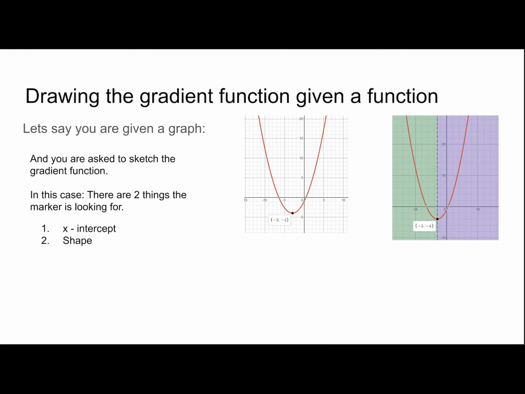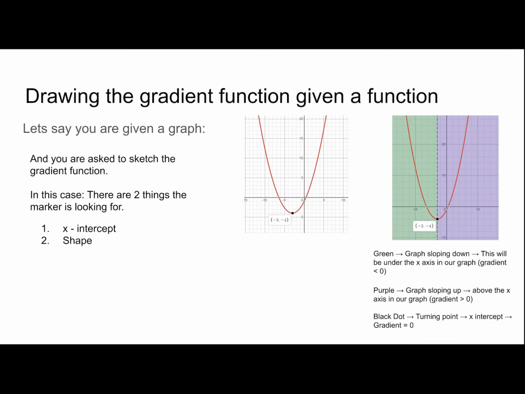I've highlighted this graph left and right. On the left-hand side, as you can see, the gradient is negative. It's coming down to the minimum, so it's a negative gradient. And in the purple region, it is increasing because it's going up away from the minimum. What does this mean? This means that when x is before the turning point, our gradient function should be below the x-axis. And after the turning point, it should be above the x-axis because it's a positive gradient.